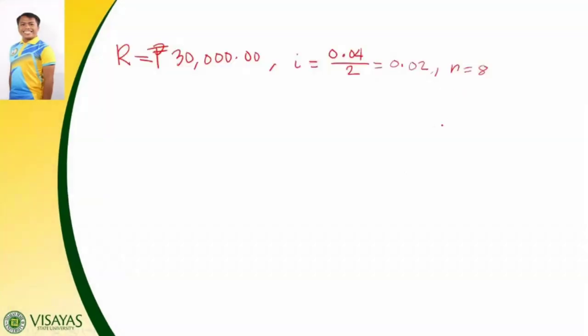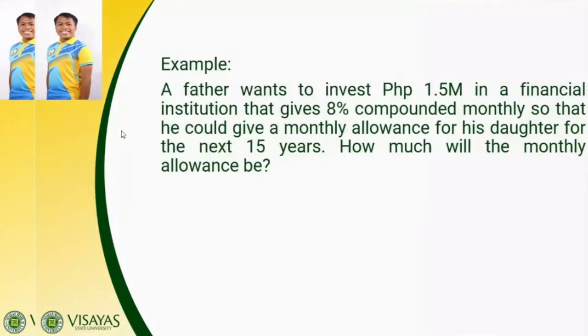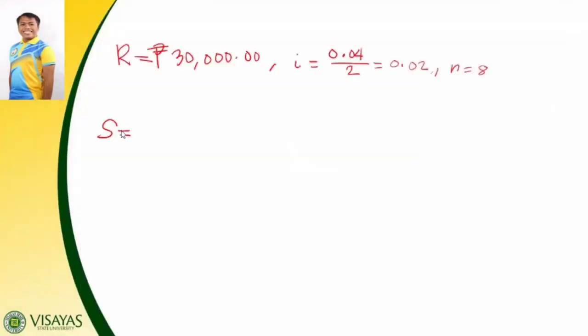Okay? So, using the formula, to get the computed value of the annuity, we have S. Kaya ang gipangutan is how much money will be in the fund after 4 years. Meaning, ang tibuok nga kwarta nga iya madawat after 4 years, or ang iya matigom sa iya deposit after 4 years. So, ato ipangita is the S or the sum, or the accumulated value. So S is equal to R.